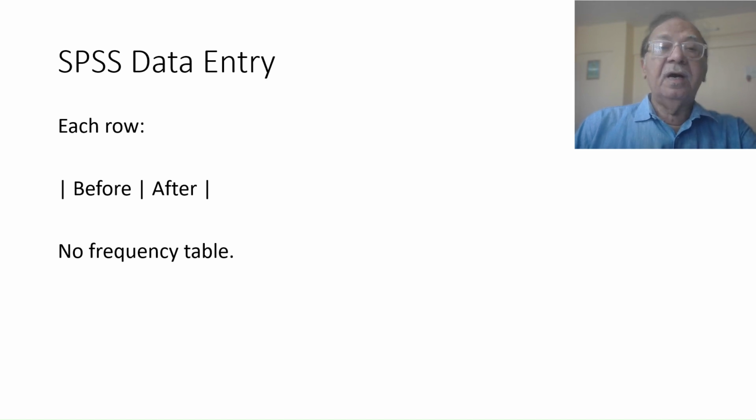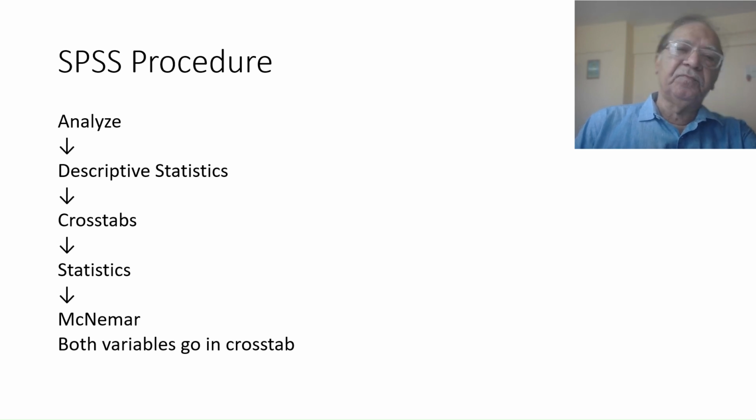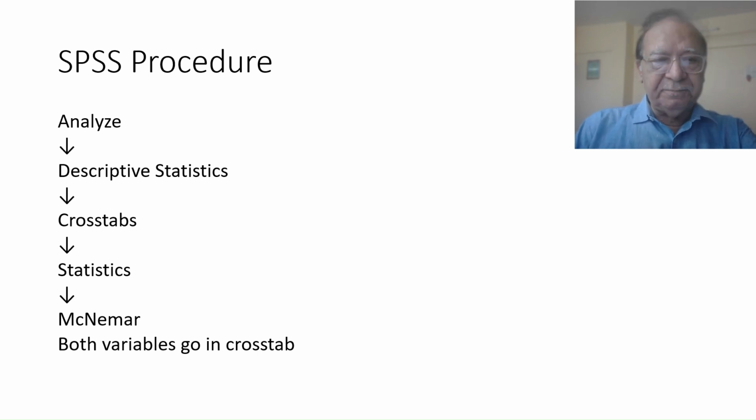What is the SPSS procedure? Let us perform McNemar's test in SPSS. After entering the data, go to the menu, Analyze, then Descriptive Statistics and choose Crosstabs. Place the before variable in the rows box and the after variable in the column box. Next, click on Statistics and select McNemar.